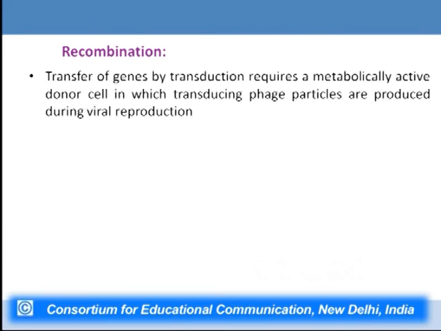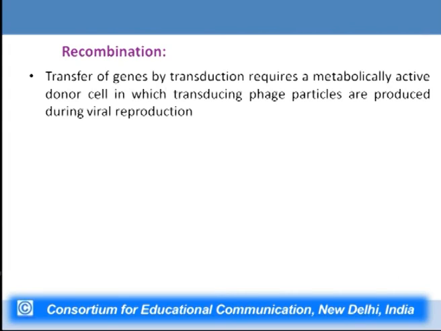Whereas in the case of transduction, there is a requirement of a metabolically active donor cell in which transducing phage particles are produced during viral reproduction. So apart from requiring a metabolically active cell which is carrying out metabolic processes very actively, it also requires infection by phage particles. Either they are infecting newly or they are present in the chromosome of the bacteria.